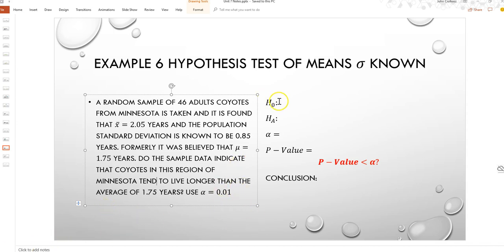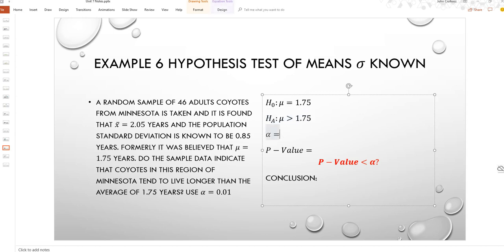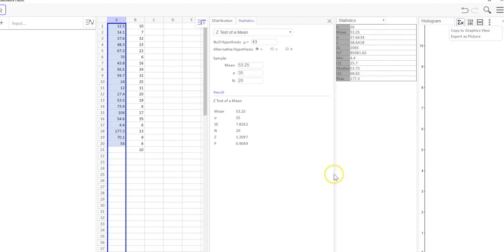Okay, let's go ahead and crank this out. So we're dealing with means, so we got mu. And our assumption here is that 1.75, so I'm going to go ahead and type that. Here we're saying, do they live longer? So that's a synonymous way of saying it's greater than 1.75. And we're told alpha is 0.01. Okay, so if I was using GeoGebra, I could just go ahead and adjust accordingly here, right?